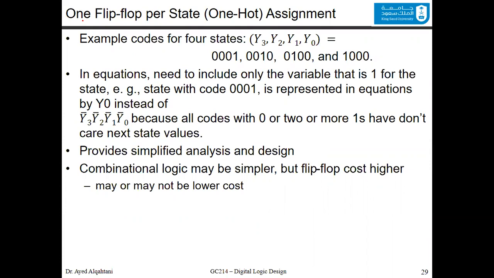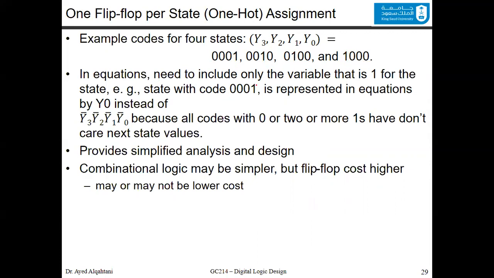Now we will continue by having a different state assignment. This is called 1 flip-flop per state, or 1 hot assignment. It's a different assignment. Example code for 4 states. If you have 4 different states, previously we would use 2 bits. Now, with the same number of states, if you have 4 states, you will use 4 bits. But you have a condition. In each state, you have a single logic 1. And this is why it's called 1 hot.